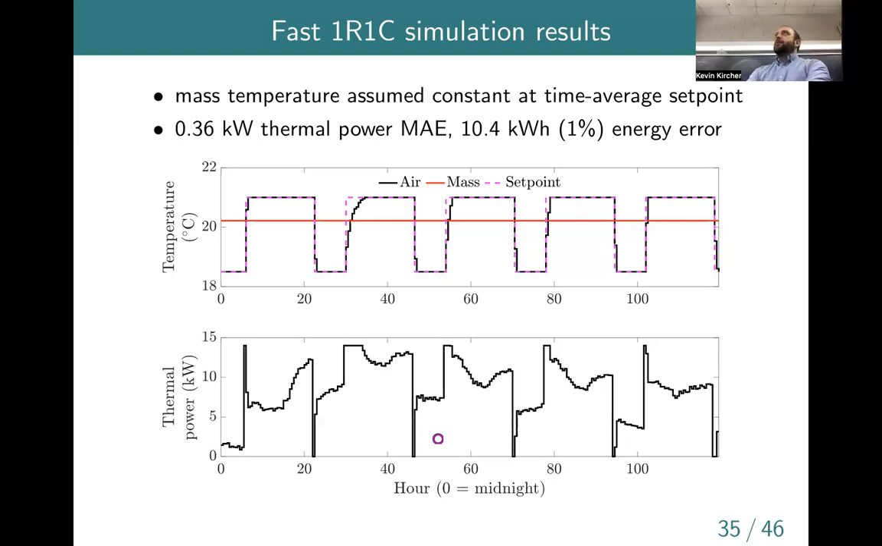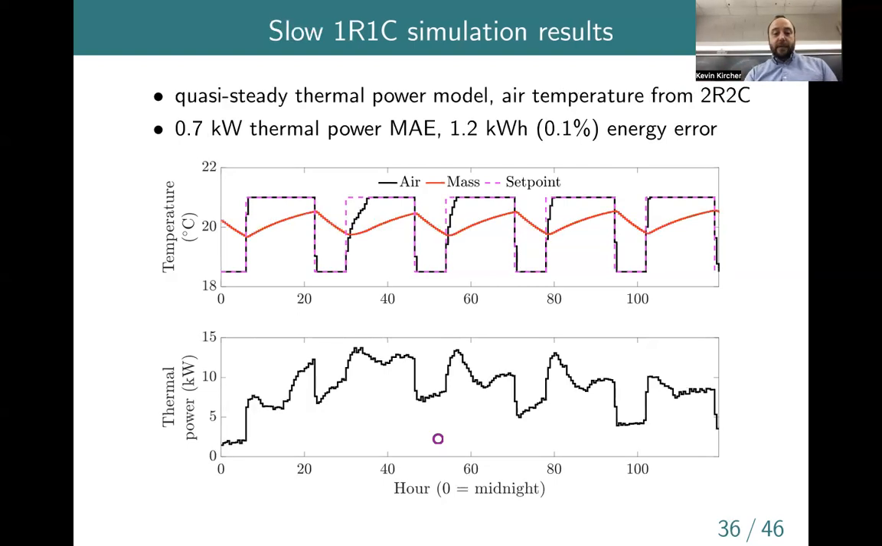Okay, so that's the fast timescale model where we assume the thermal mass temperature is constant. So let's look at the other one, where we assume slower dynamics and we think about the changes in the thermal mass temperature, and we assume that the air temperature responds instantly to whatever the heating boundary conditions are doing.